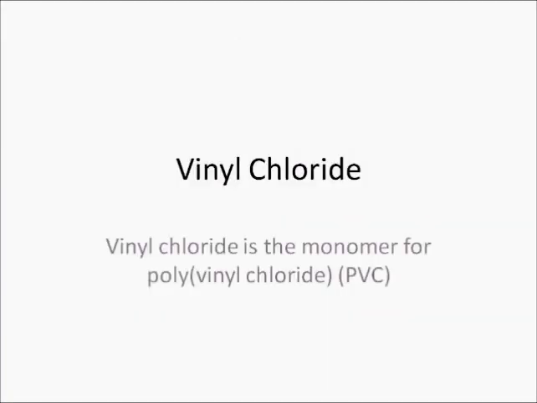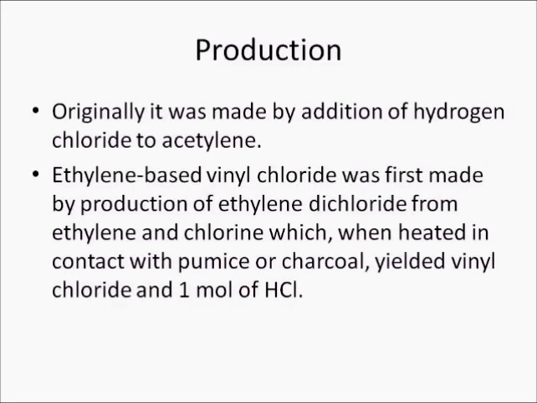Vinyl chloride is an organochloride with molecular formula C2H3Cl and is a monomer of PVC, which is polyvinyl chloride. So, how is vinyl chloride synthesized? The first industrial method of producing vinyl chloride was by hydrochlorination of acetylene. But nowadays a newer method is used to produce vinyl chloride, which is used by most industries.